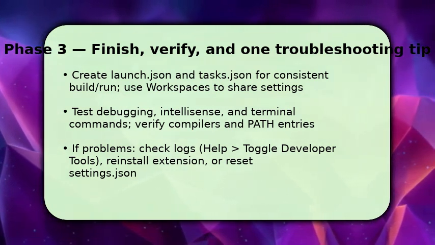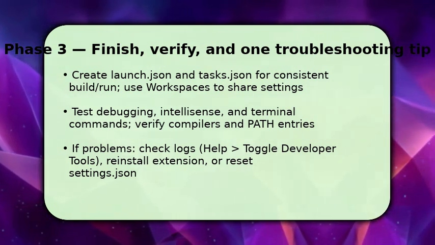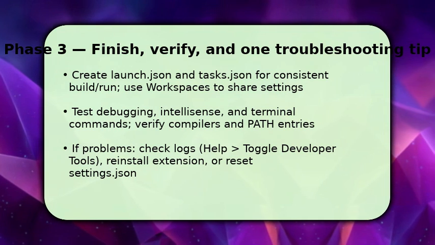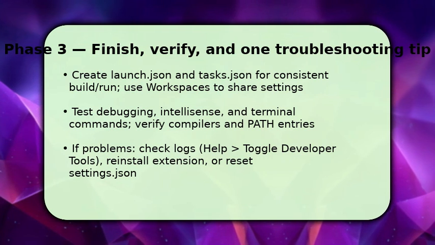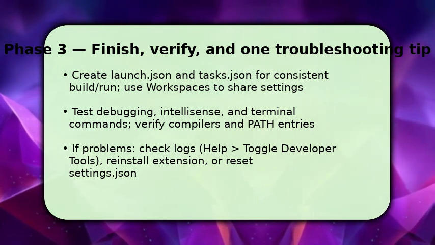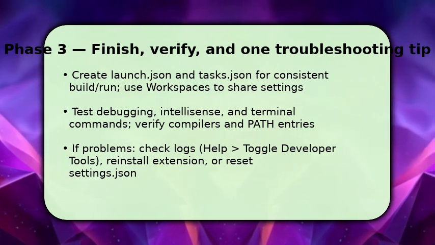If something breaks, inspect logs via the developer tools, disable or reinstall the problematic extension, and reset settings JSON as a last resort. One key troubleshooting tip. When extensions misbehave, disable all and re-enable incrementally to isolate the cause quickly.